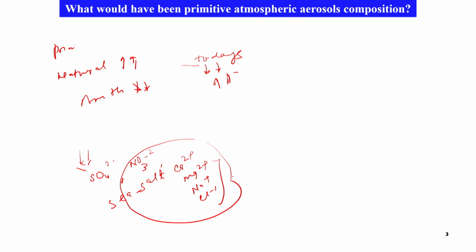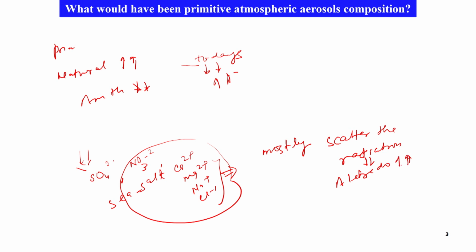Another very important thing is that these natural aerosols mostly, I am using the word mostly, scatter the radiation. And when they scatter the radiation, they will increase the albedo. When they increase the albedo, the radiation coming to the surface will be less, and therefore you will have a cooling atmosphere.